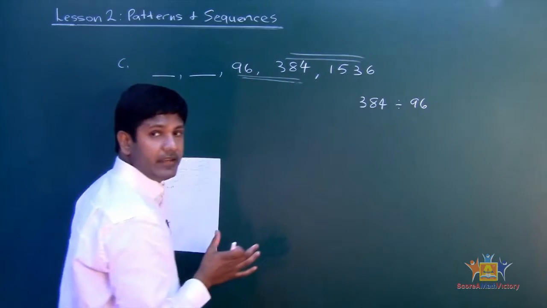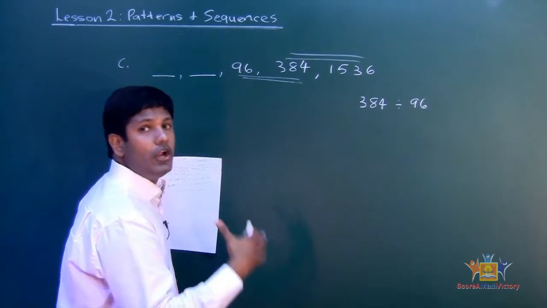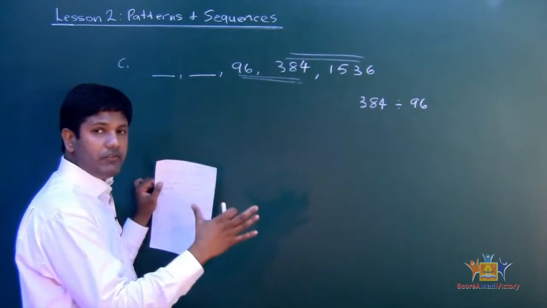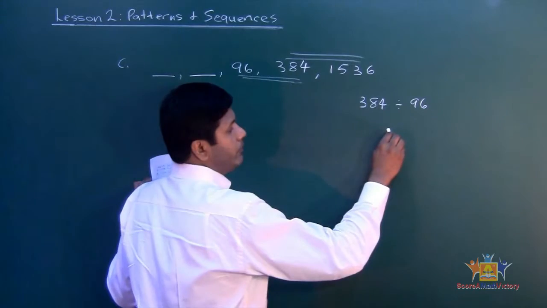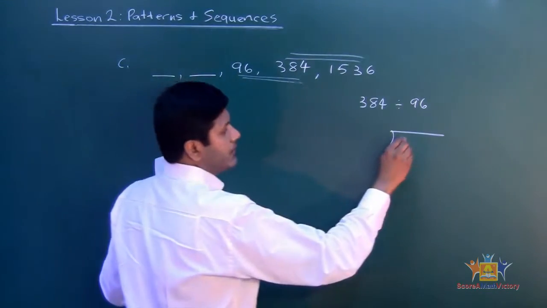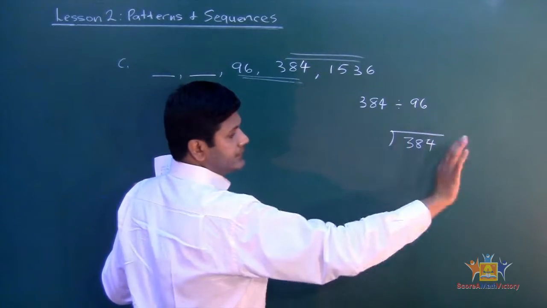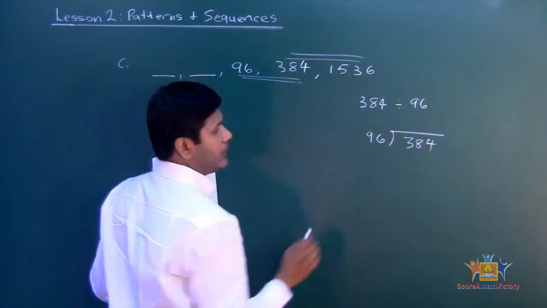Now let's do it. We've got a big division, which is outside our timetable range. So we're going to use the long division method. When I say long division method, what approach? The cage approach. So I'm going to put 384 inside the cage, and then 96 outside the cage. Now look at that.